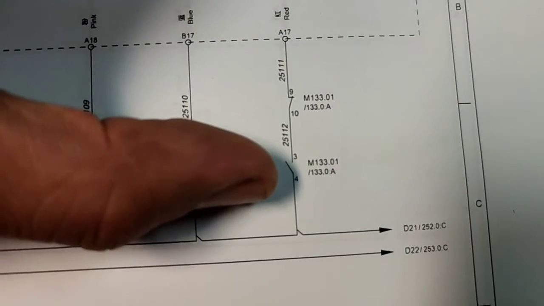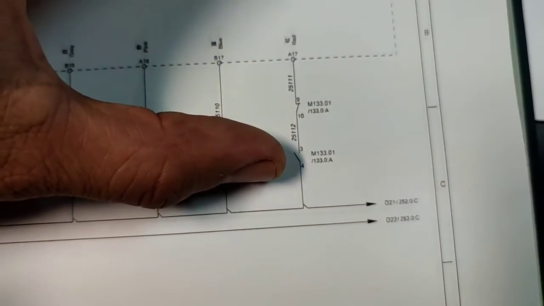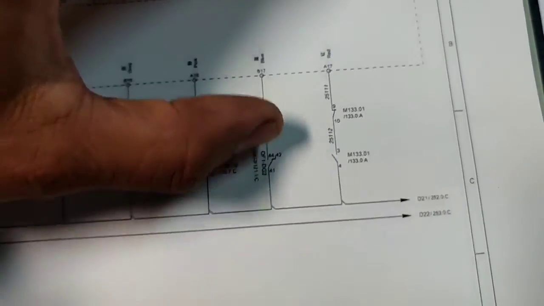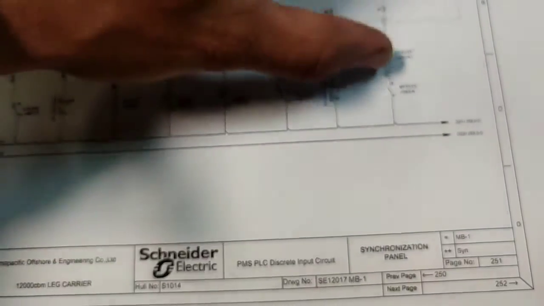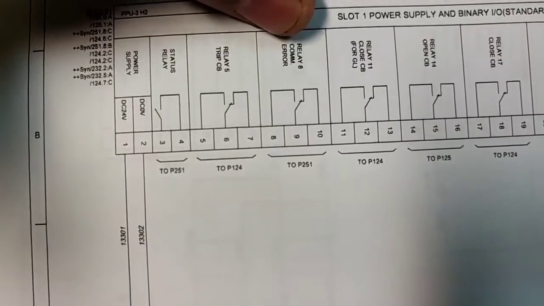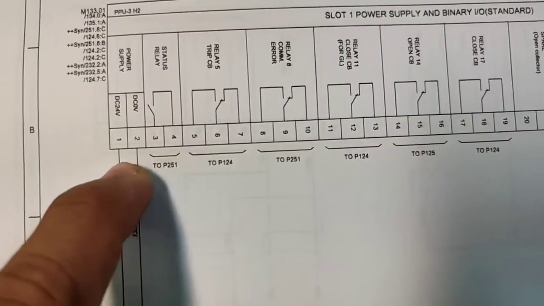This is 3 and 4 and 9 and 10. Okay, 3 and 4 and 9 and 10. 9 and 10 are normally closed, 3 and 4 normally open. Then check those contacts. This is on the module PPU 2. That is 9 and 10 for the common error, and then 3 and 4 for the status.